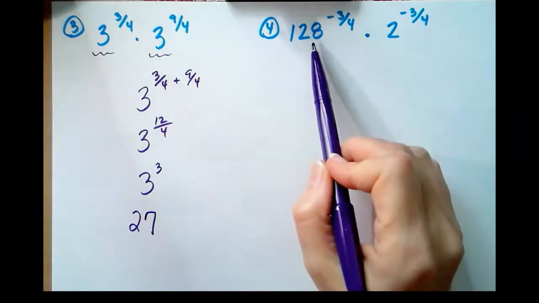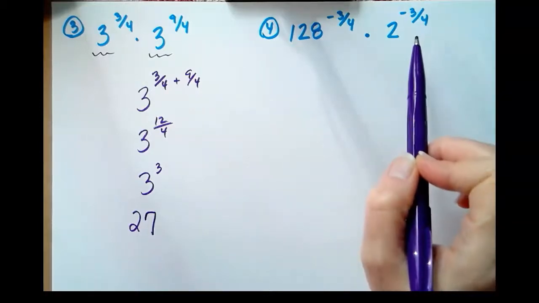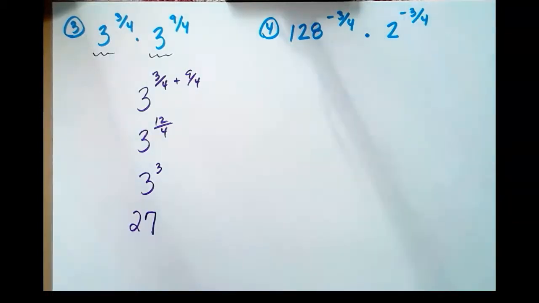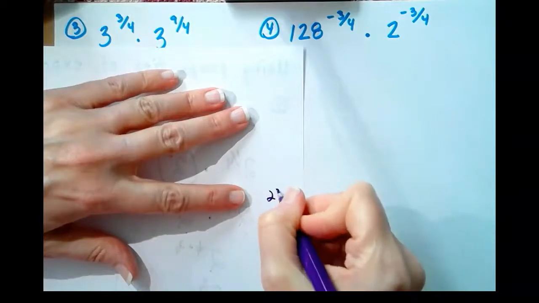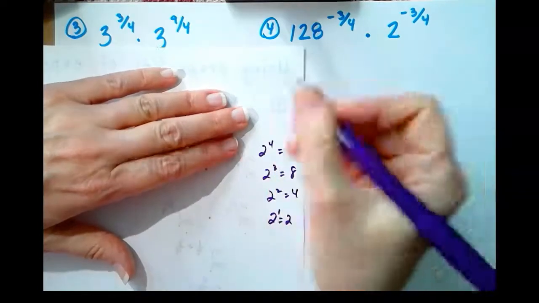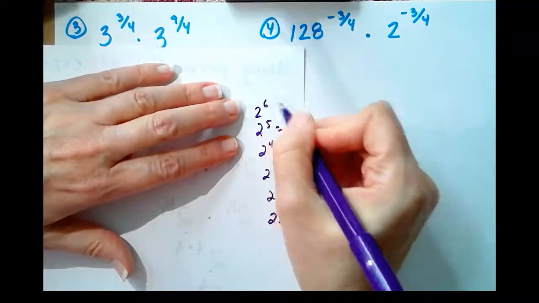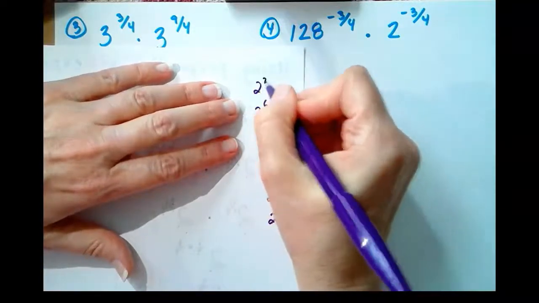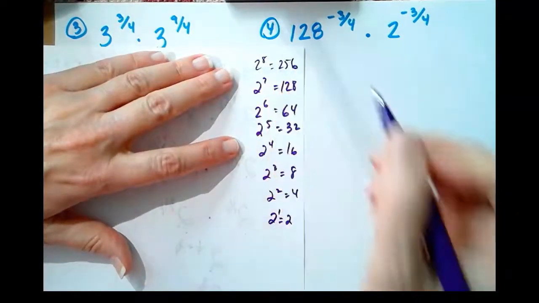Next, 128 to the negative 3/4 times 2 to the negative 3/4. Now 128 is out there, so we better think about some powers of 2. Let's start at 2 to the 1st again. That's 2. 2 squared is 4. 2 to the 3rd is 8. 2 to the 4th is 16. 2 to the 5th is 32. I'm just doubling the number every time. 2 to the 6th is 64. 2 to the 7th is 128. If we were to keep going, 2 to the 8th would be 256.